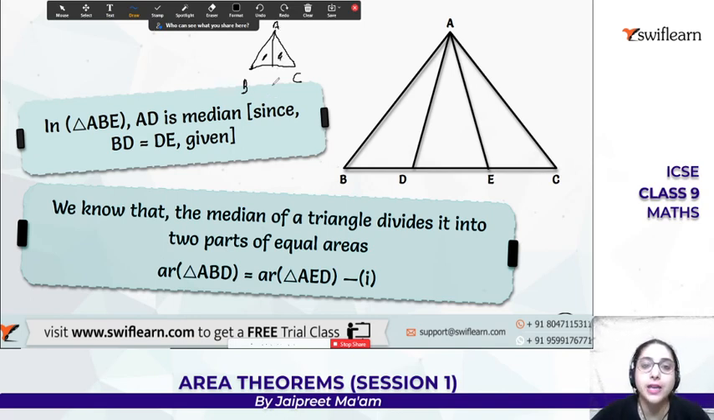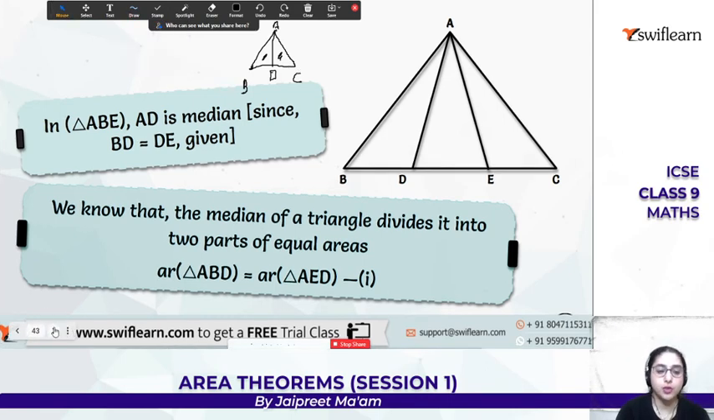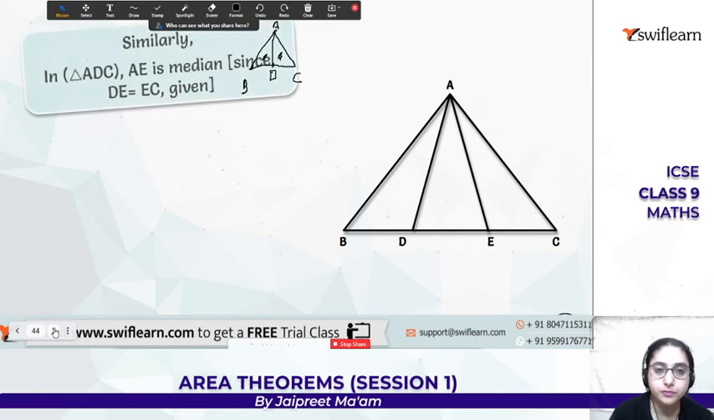That means the triangle ABD will be equal in area with triangle ADC. So this is part first. We will put it as equation first, or 1.